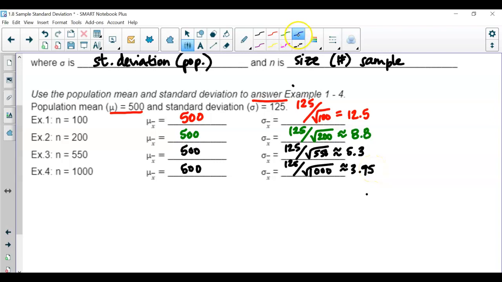So before we continue on, what do you notice? What happens as the sample size gets larger? What happens to the sample standard deviation? It gets smaller, which means we get more accurate data. We get a better reflection of the population. So keep in mind, the more samples that are taken, the better the reflection of the population.